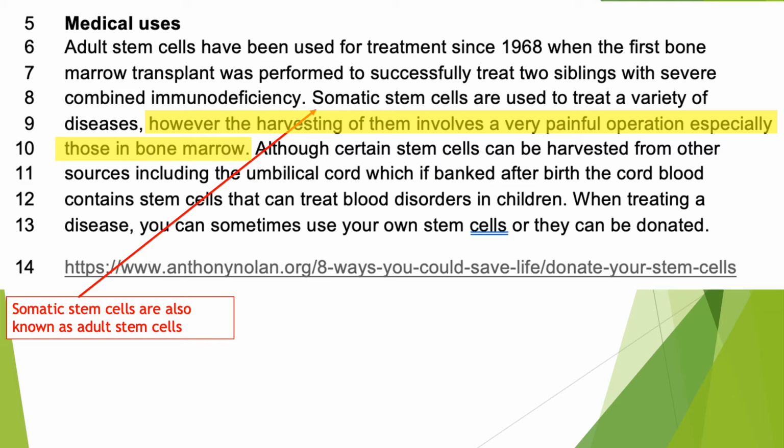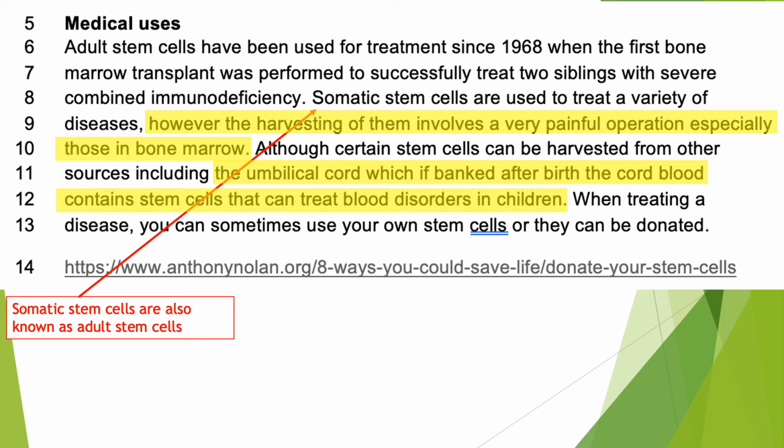Certain stem cells can be harvested from other sources, including the umbilical cord, which, if banked after birth, the cord blood contains stem cells that can treat blood disorders in children. When you are born, you have a cord from your belly button that attaches you to the mother. That umbilical cord contains a lot of nutrients, and it also contains a lot of stem cells, which, like I said, can treat lots of disorders in children. So lots of people will actually save the umbilical cord at the hospital that their children were born in.